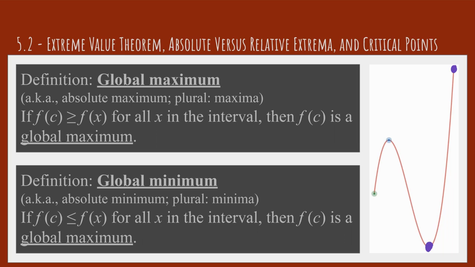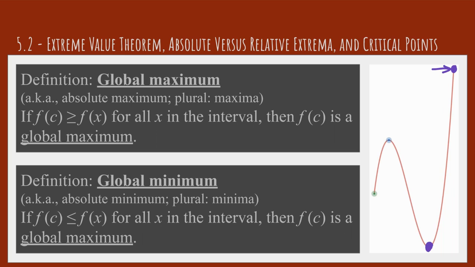So the definition looks a little formal. It says if f of c is greater than or equal to f of x for all x in the interval, then f of c is a global maximum. So what that says is if this y value here is bigger than or at least equal to any other value of the function on the interval, then we're going to call that a global maximum. So global, absolute, those mean the same thing.